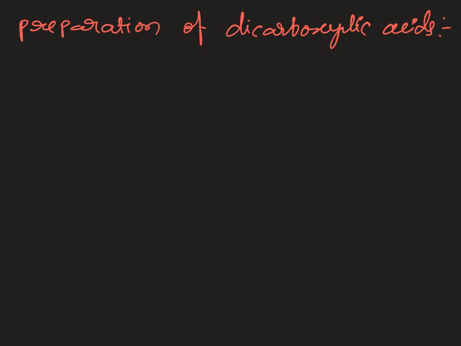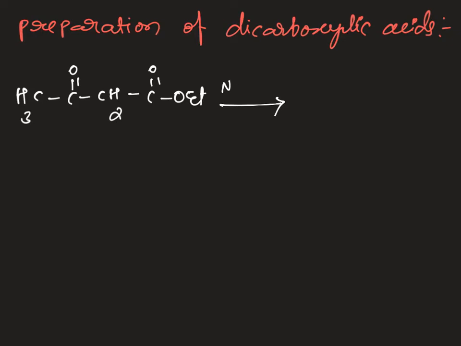How can we prepare dicarboxylic acids? By using ethyl acetoacetate. I am taking ethyl acetoacetate as a starting material, reacting with the base sodium ethoxide. Whenever we add sodium ethoxide to ethyl acetoacetate, it forms the sodium salt of ethyl acetoacetate.